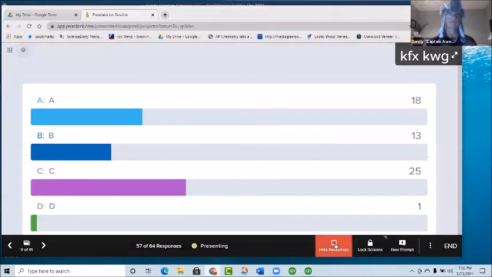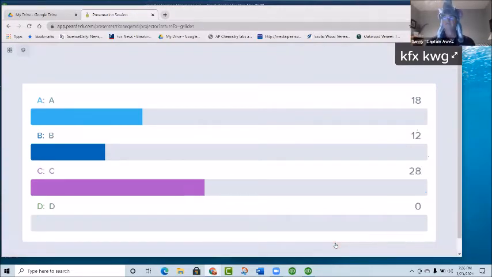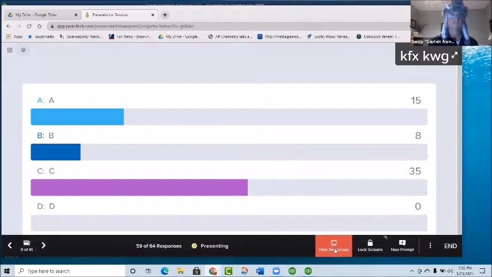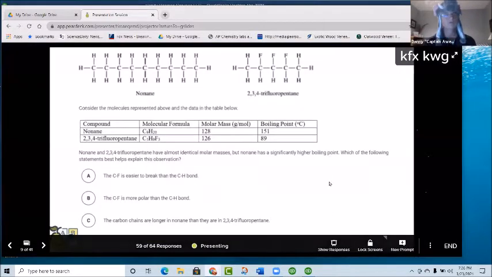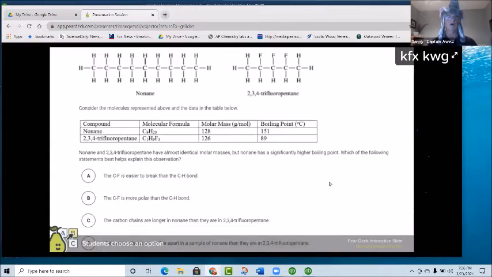All right, let's see what y'all thought the answer was. Ooh, lots of C's. A decent number of A's. And some B's. Okay, so a lot of y'all are changing your answers and you're going to be sad. So the correct answer there is the fact that the nonane is longer, which means it has more surface area with which it can form those intermolecular forces.